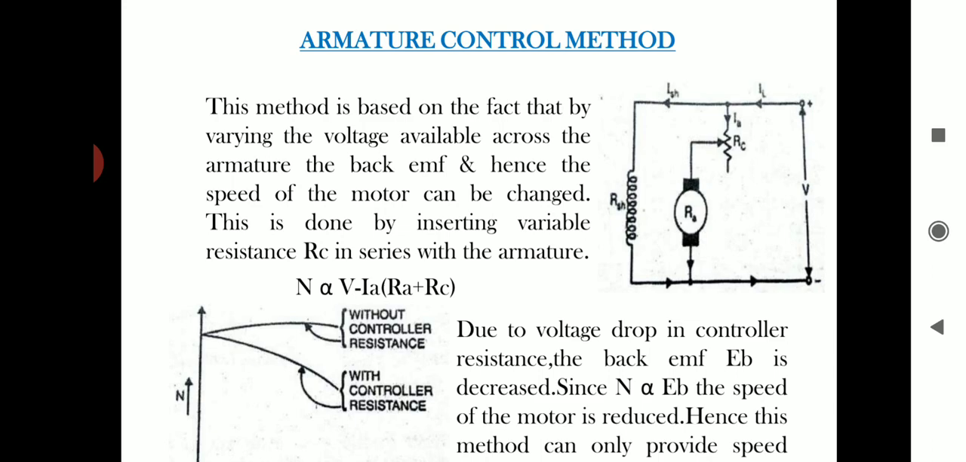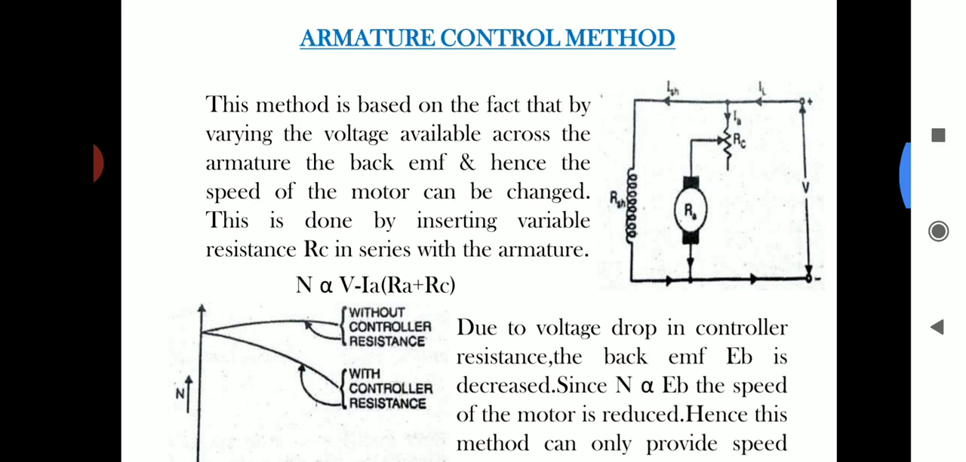That is the change. So positive, negative, we are giving the DC supply, current IL. That current IL is divided into two components. One is IA, which goes through the armature, and the other is ISH, which goes through the shunt field winding. So this method is based on the fact that by varying the voltage available across the armature, the back EMF and hence the speed of the motor can be changed. This is done by inserting a variable resistance RC in series with the armature.